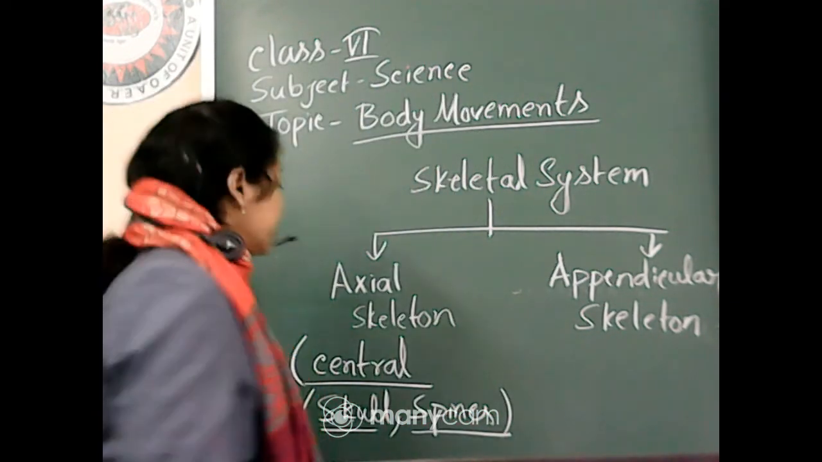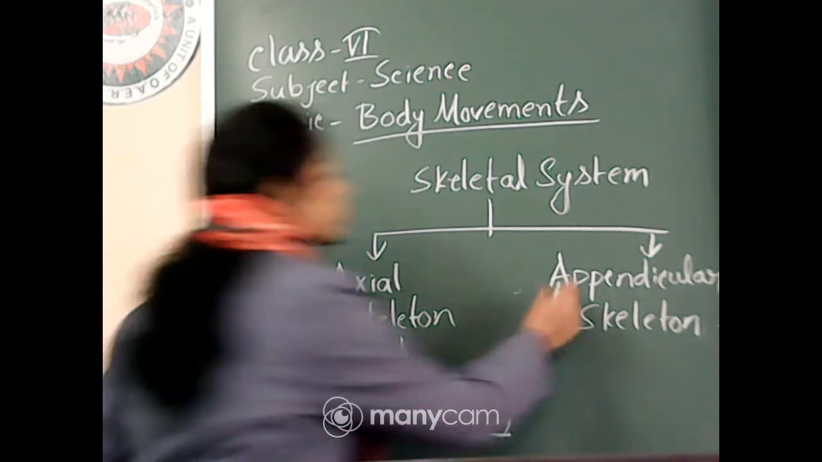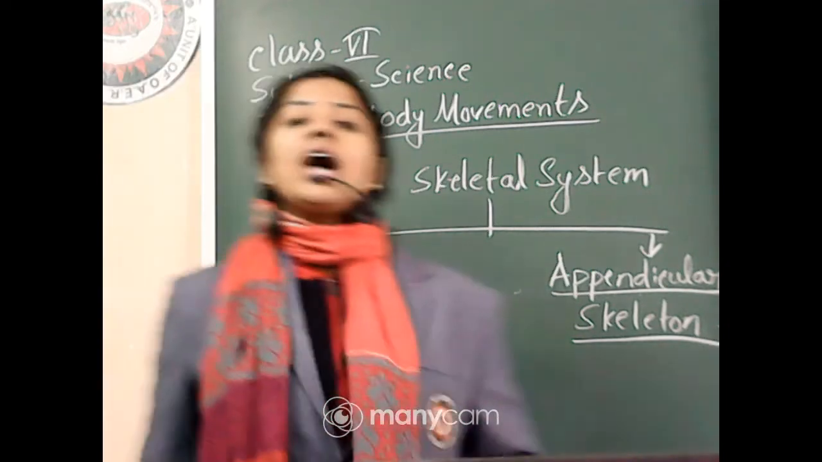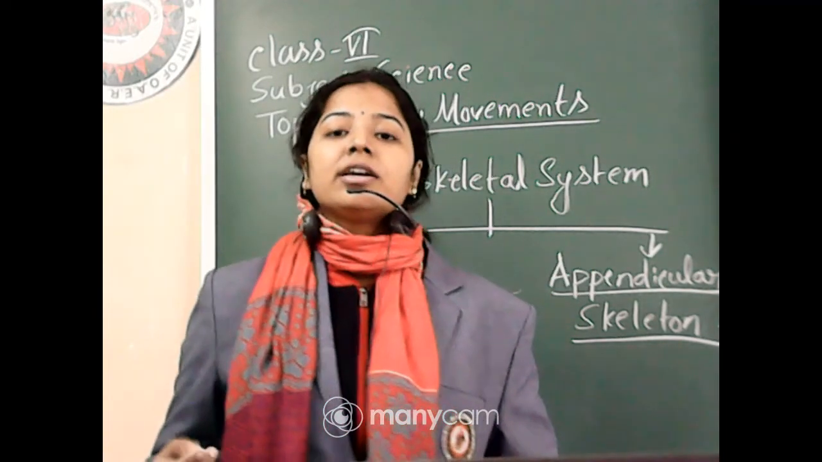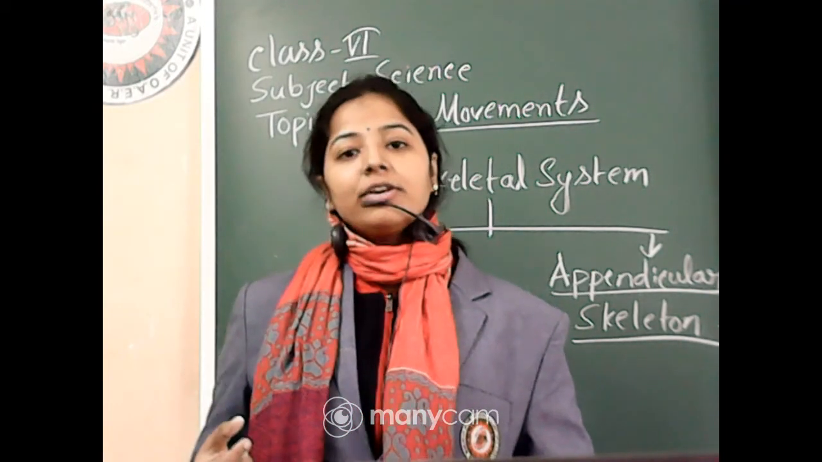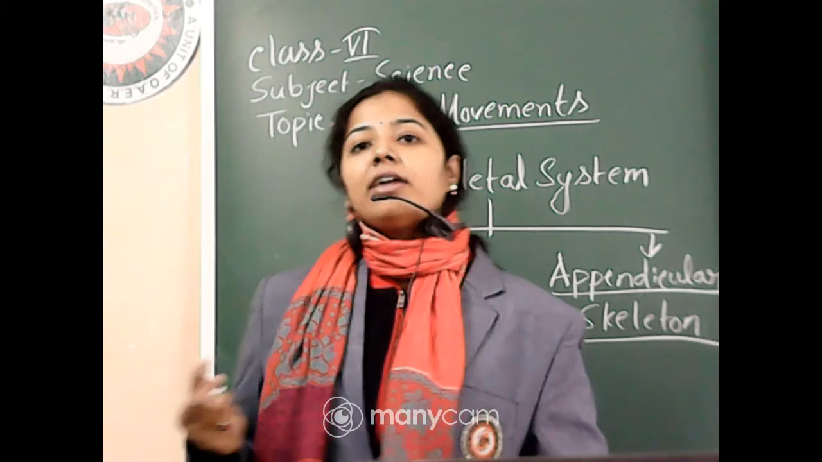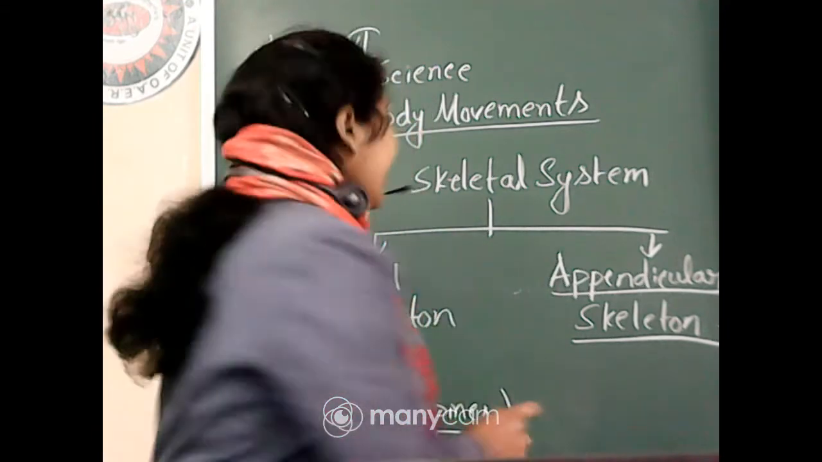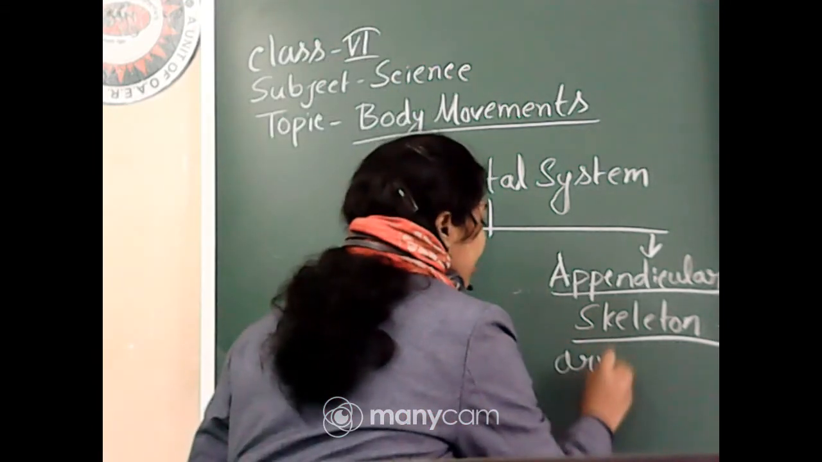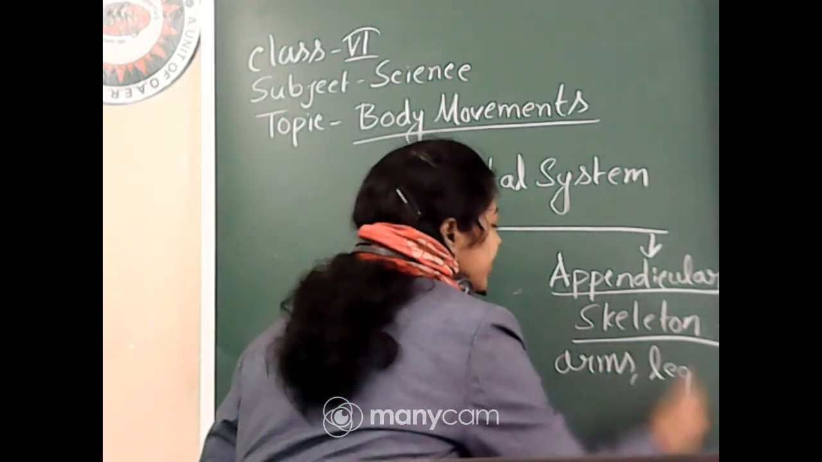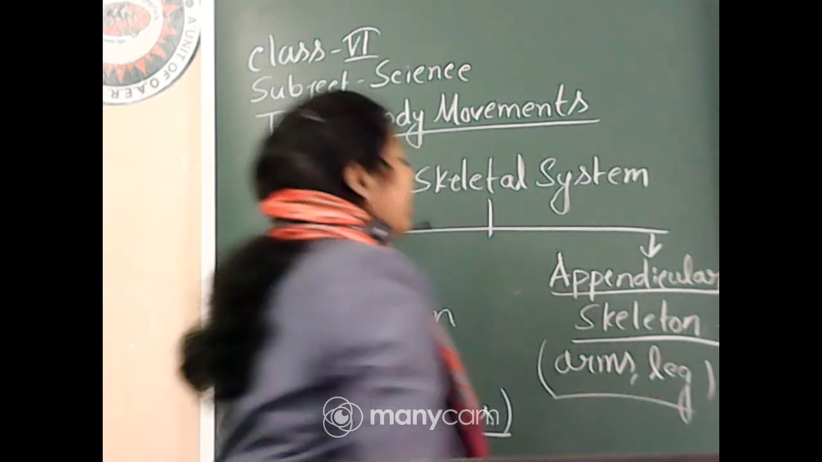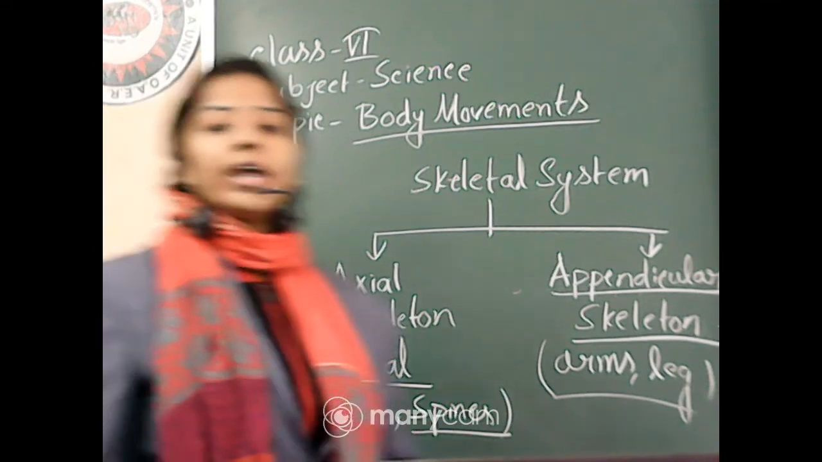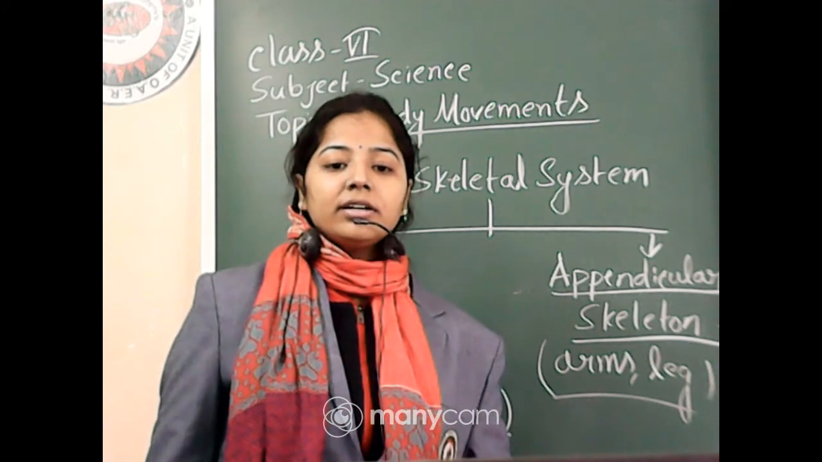Understood? Okay. Now comes appendicular skeleton. Appendicular skeleton includes the other body parts, including the limbs, then our arms. So we can say arms and legs, all these parts of our body are with appendicular skeleton. Okay. Understood everyone?